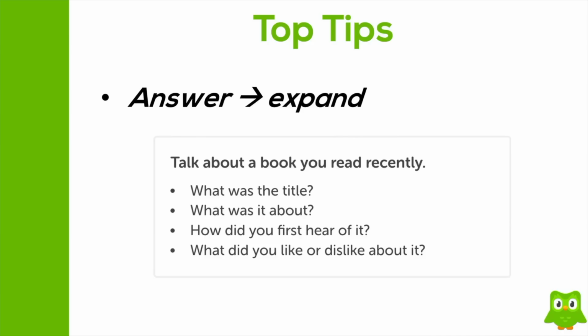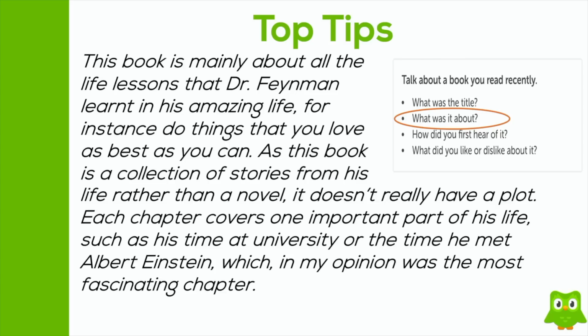Now let's take a look at the second question, which is, what was it about? So this is also an example answer, and again I elaborated. So let me show you. This book is mainly about all the life lessons that Dr. Feynman learned in his amazing life. For instance, do things that you love as best as you can. As this book is a collection of stories from his life rather than a novel, it doesn't really have a plot. Each chapter covers one important part of his life, such as his time at university or the time when he met Albert Einstein, which, in my opinion, was the most fascinating chapter.